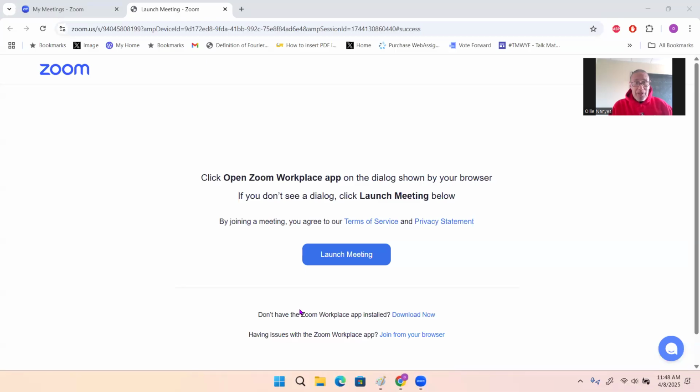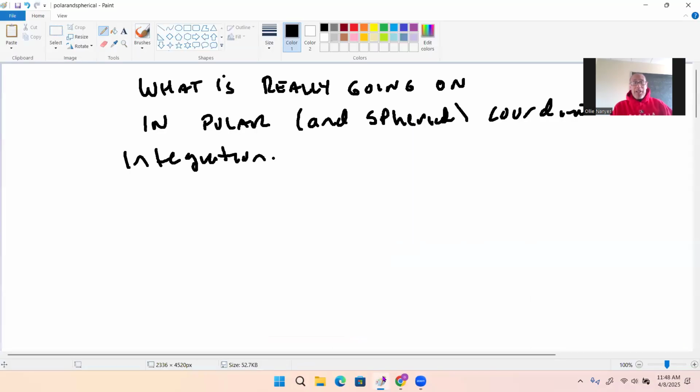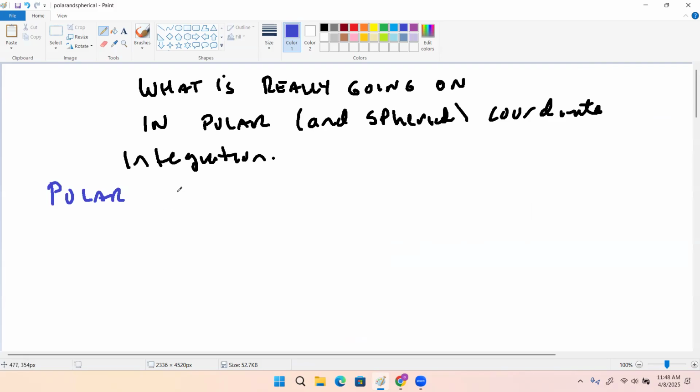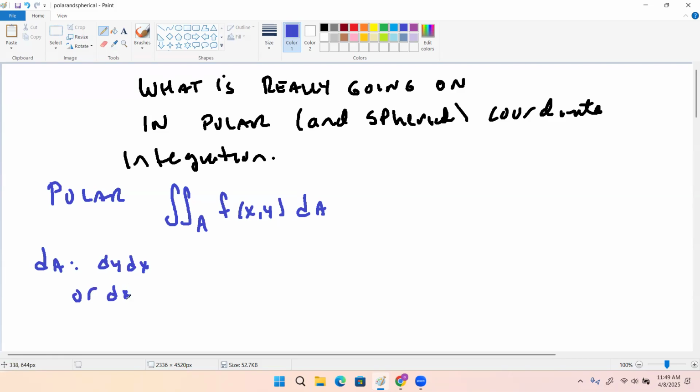Let's get rid of this first. All right, here we go. So what's really going on when we do this? Now, what we told you in class is, let's discuss polar first. If you have a two variable function and you want to integrate it over an area, and here, remember the dA is either dy dx or dx dy as it may be, and you want to switch to polar coordinates, what you do is you get the following integral.